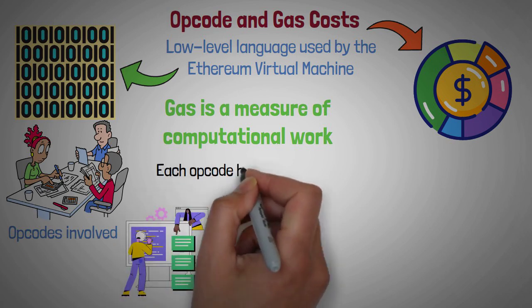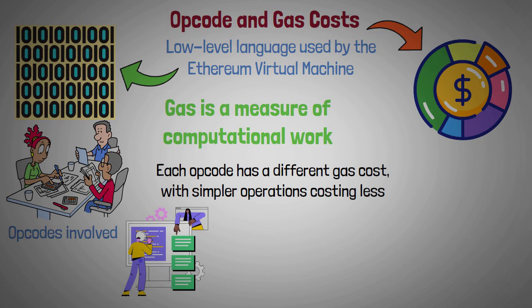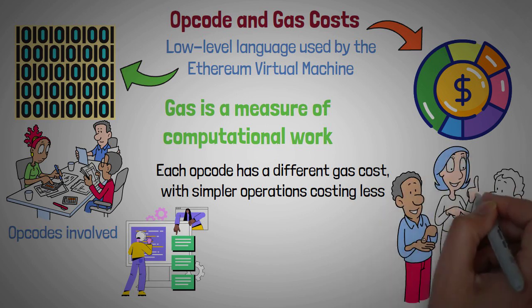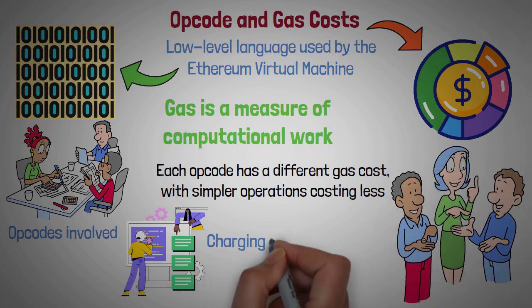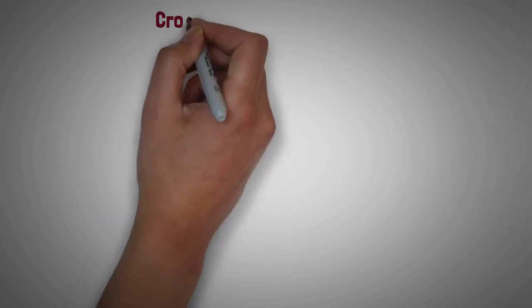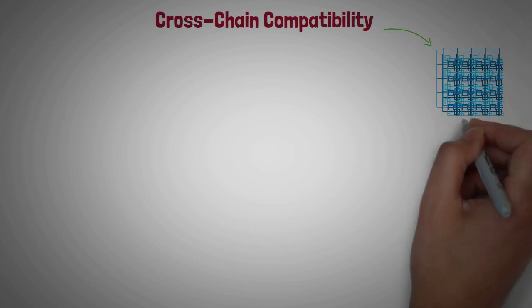Each opcode has a different gas cost, with simpler operations costing less and more complex ones costing more. This system ensures that resources are allocated efficiently and helps prevent network abuse by charging for computational resources used during contract execution.